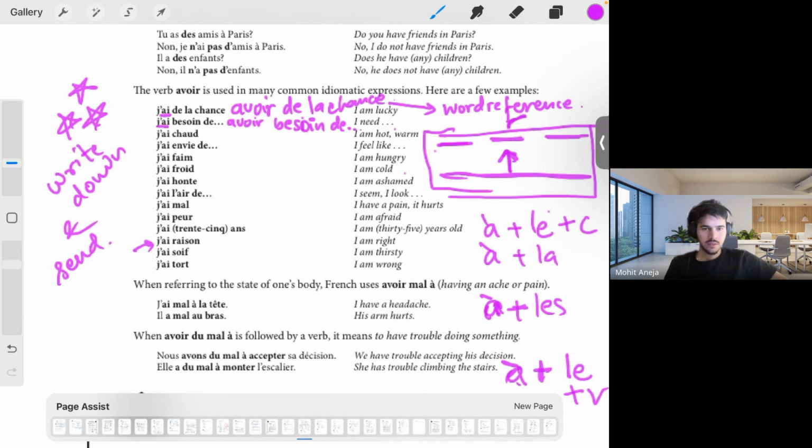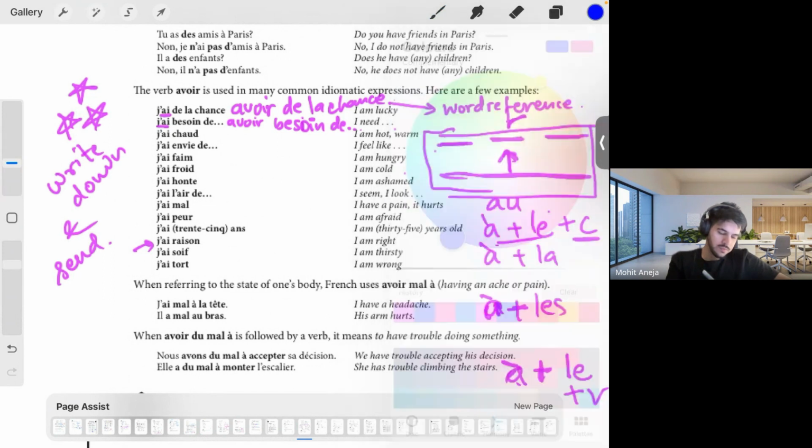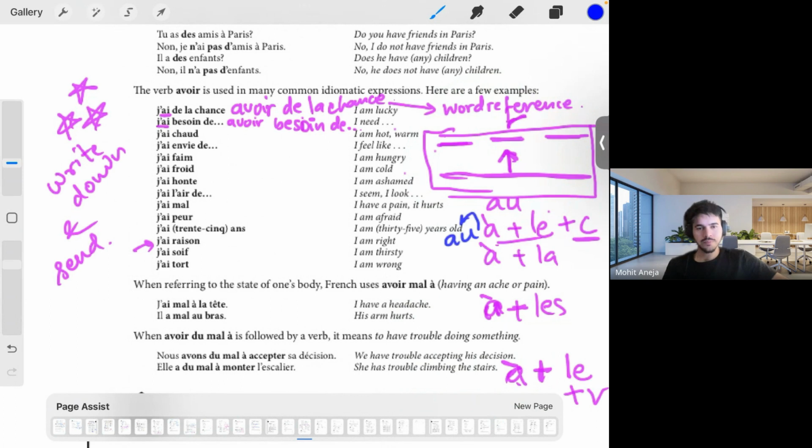Can you see this? So there are not actually four forms, but three forms, but it gets converted to four forms. I'll tell you how. À plus le, wherever it occurs, becomes "au" if there's a consonant after it, said as O. Then à plus la is what? It stays the same. You don't have to change it. And then à plus les changes to "aux," again said as O.